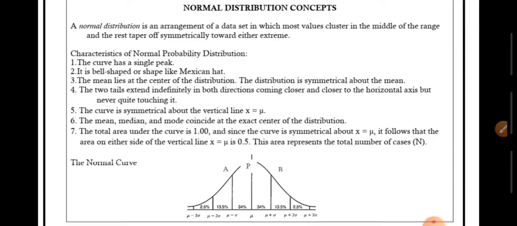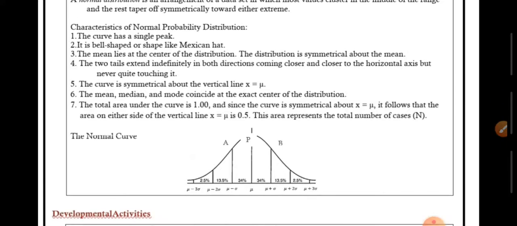The mean, median, and mode coincide at the exact center of the distribution. The total area under the curve is 1, and since the curve is symmetrical about x = μ, it follows that the area on either side of the vertical line x = μ is 0.5. This area represents the total number of cases n.